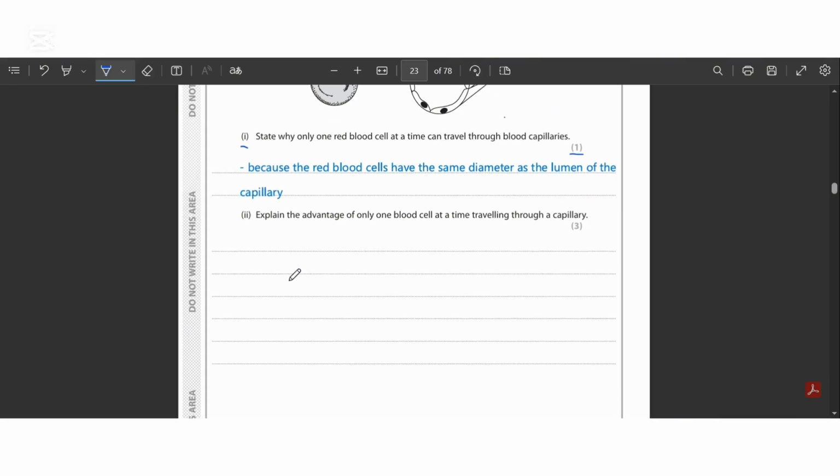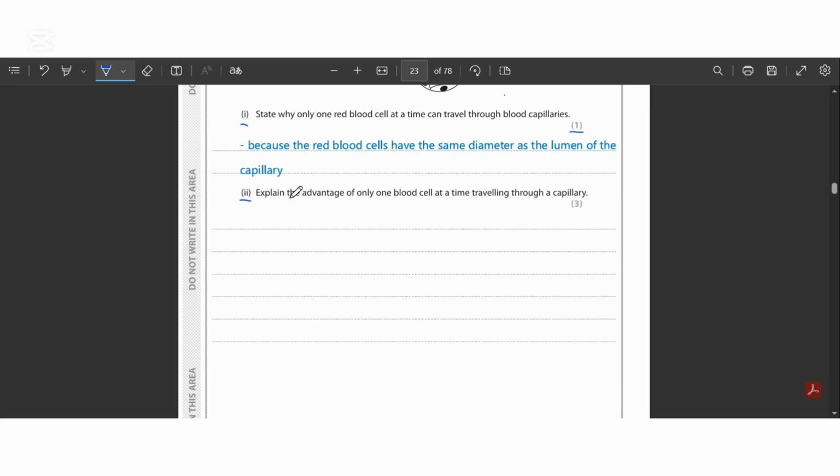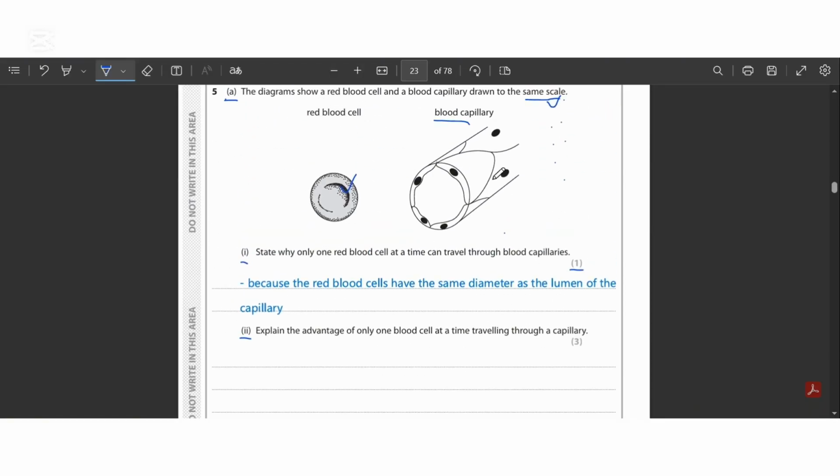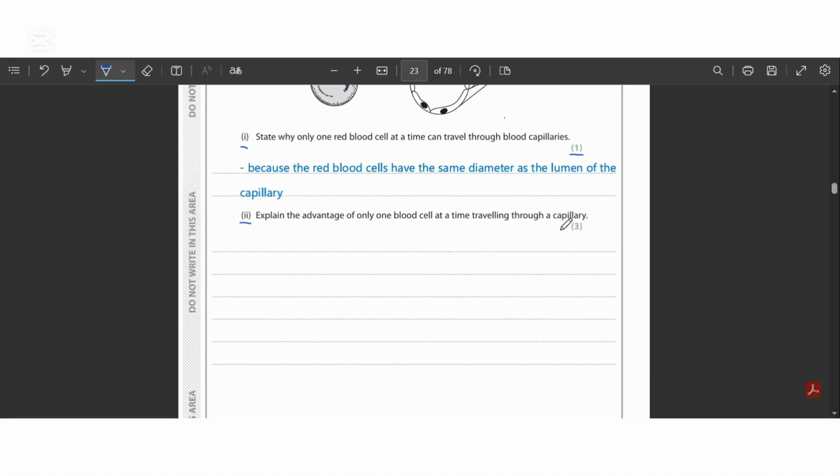All right. Moving on to part 2, it says: explain the advantage of one blood cell at a time traveling through a capillary. As I have explained before, the advantage is that the red blood cells are in closer contact to the capillary wall, which means closer contact to the cells which are near the capillary walls. This means that the diffusion distance is decreased, and hence the rate of diffusion of substances in and out is faster. All right. So it is a 3 marker question.